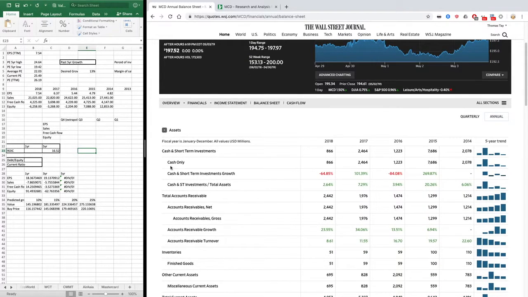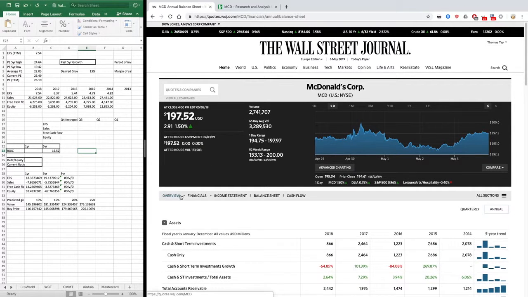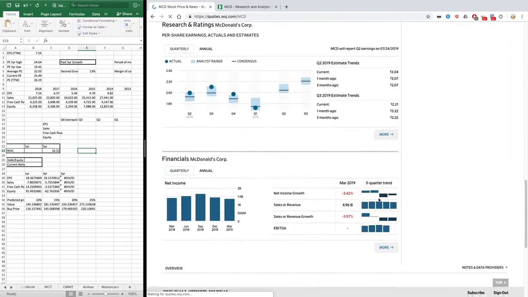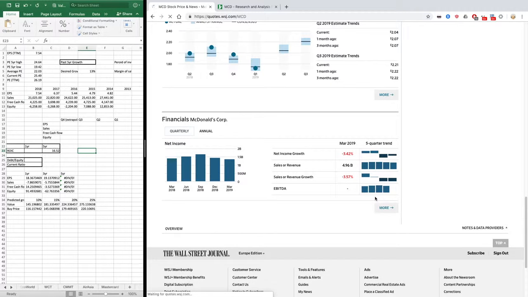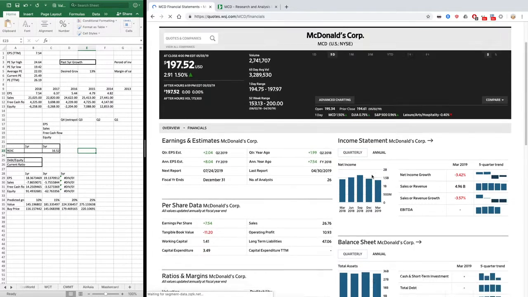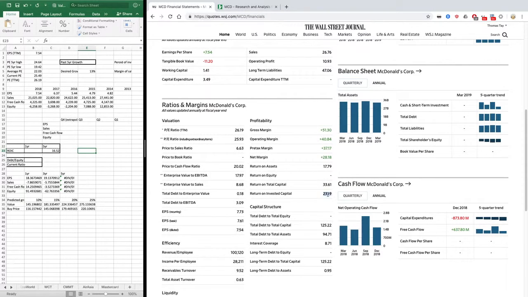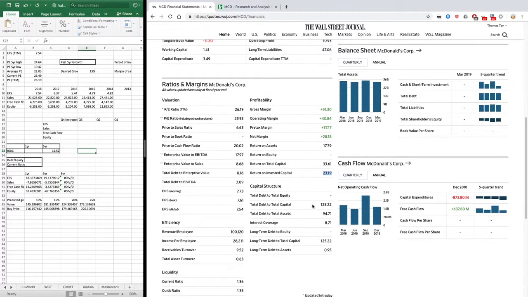Anyway, overview. Financials. Return on equity. I wonder why it's not here. Return on invested capital, ROIC. 23.19. So it's improving, I guess.